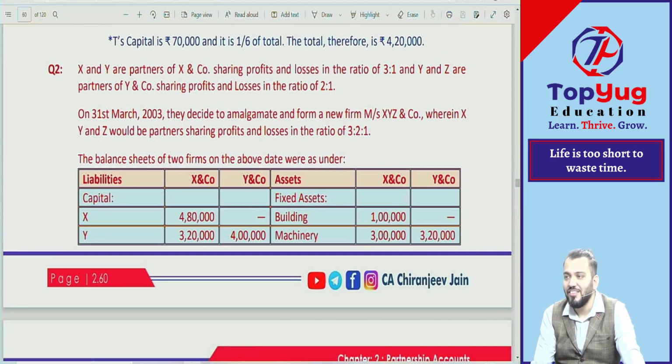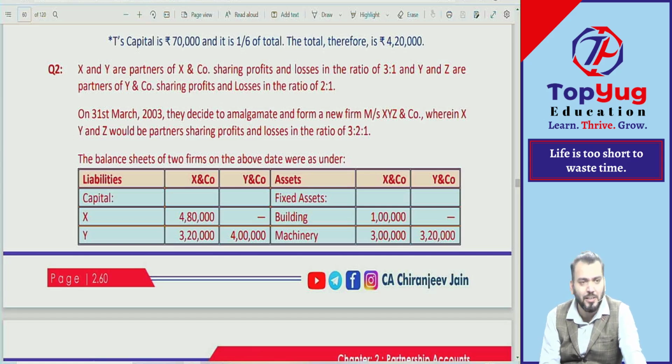How are you all? Last class we did partnership. The last concept we took was amalgamation of two or more partnership firms into a new partnership firm. We have done two or three questions now, and one question I have given as homework.